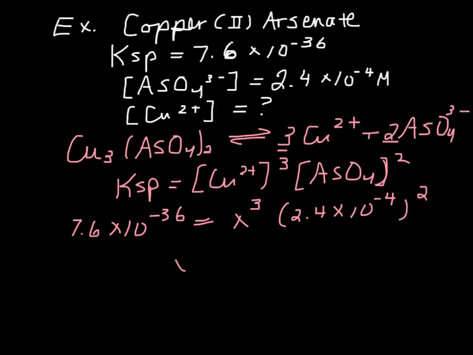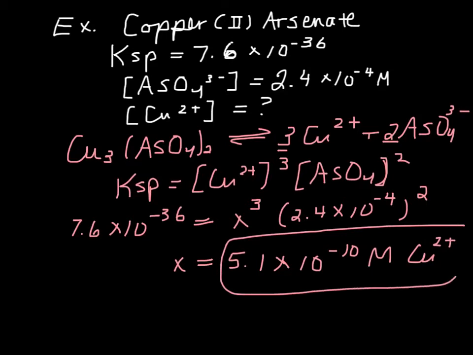So if you solve for x, make sure you know how to get the cube root on your calculators, okay? I assume you probably do, but take a shot at it. You're going to get 5.1 times 10 to the minus 10 molar copper ion. Okay, so those are the simplest forms of this problem that you might see.